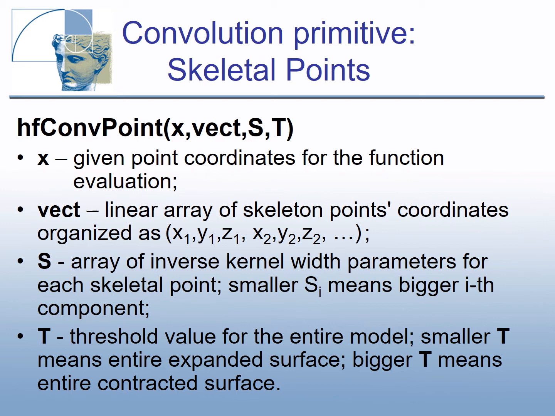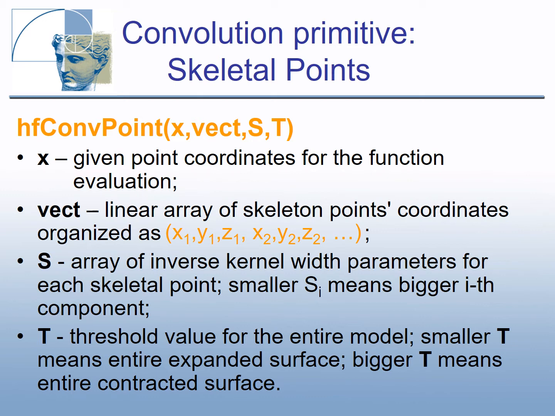The first convolution primitive is skeletal point. Name function in HyperFun is HFConvPoint, where x are given point coordinates for the function evaluation. Vect is a linear array of skeletal points coordinates organized as follows. S is array of inverse kernel width parameters for each skeletal point. Smaller si means bigger i's component.